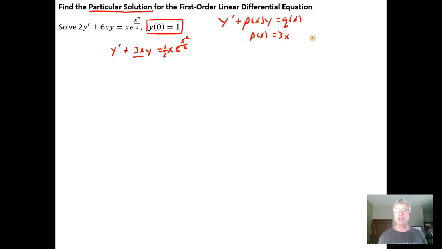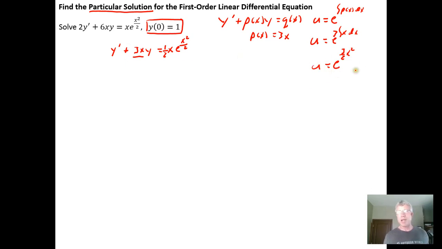And then we need to find our integrating factor. So our integrating factor is always going to be of the form u equals e to the antiderivative of p of x dx. So in this case, u is going to equal e to the antiderivative of 3x dx. And if we integrate 3x dx, we're going to get e to the 3/2 x squared. So that's going to be our integrating factor.